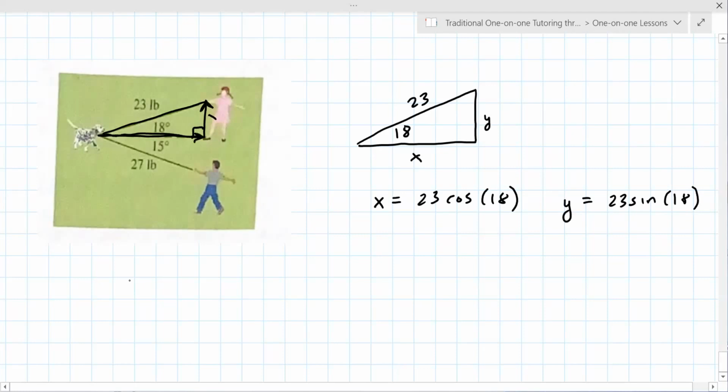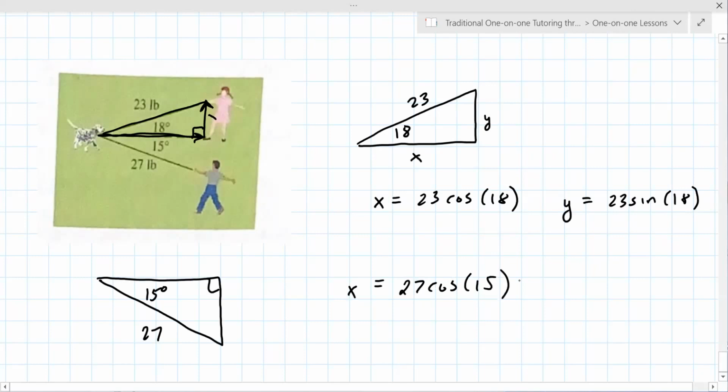Now, similarly on the bottom one, you have the same thing, but a different angle. So your x there is 27 cosine 15 and your y is 27 sine 15. The difference though in the y is that there's a pulling down, so you have to negate this value.